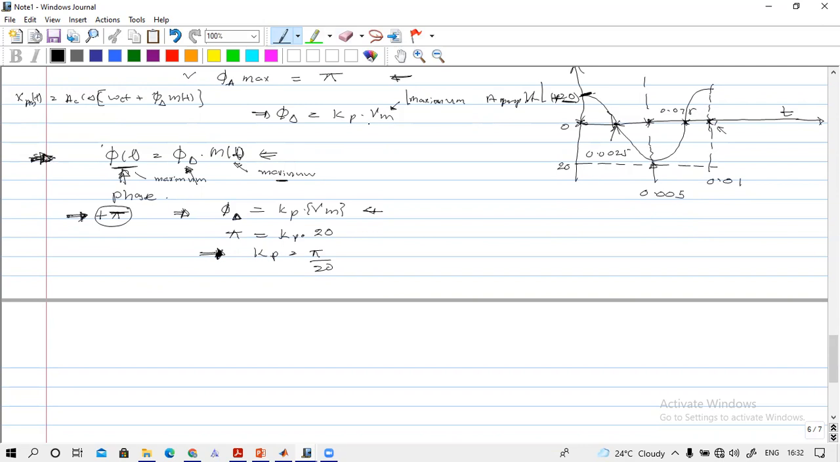So at 20, this MT is equal to 20, and the total phase deviation should be kept at 5. So we have to select this as 5 by 20. We have to divide the signal by its maximum amplitude and multiply it by 5. Then we can maintain this phase deviation. Could you understand this?